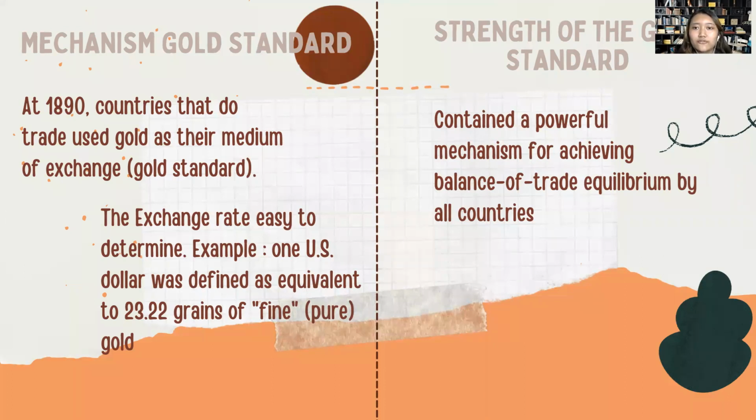So the mechanism of gold standard is at 1890, countries that do trade use gold as their medium of exchange. Then the exchange rate is easy to determine. Example, $1 was defined as equivalent to 23.22 grains of pure gold. So the strength of the gold standard is that it contained a powerful mechanism for achieving balance of trade equilibrium by all countries. Next.